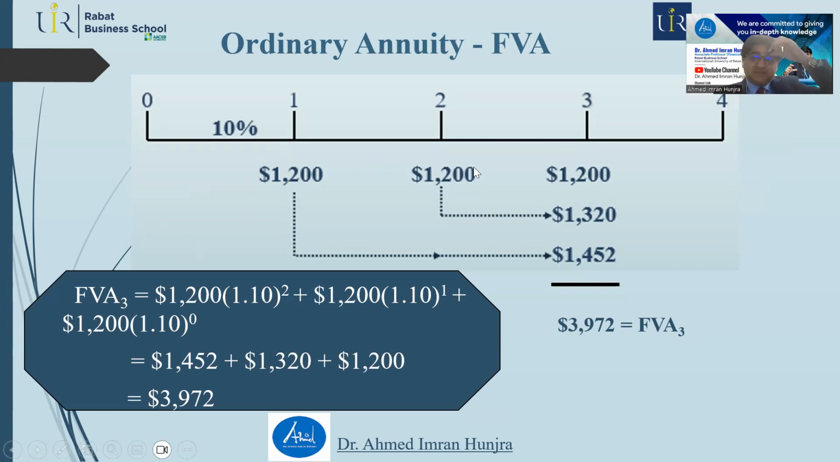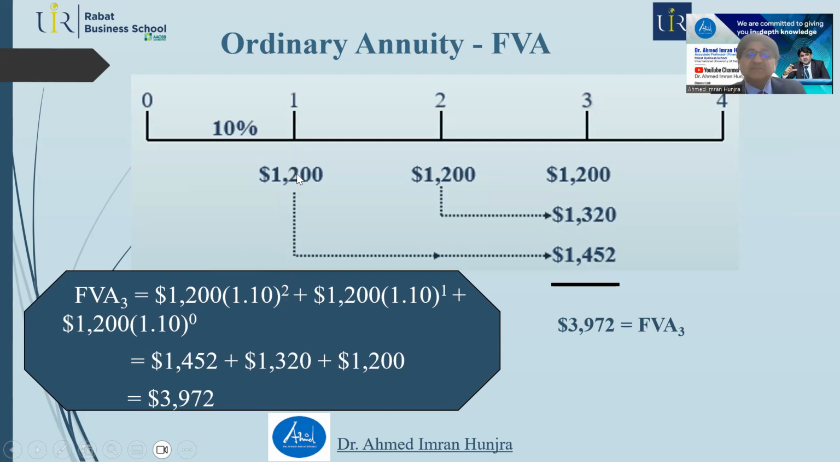Here the number of time periods is 3, and the rate of return is 10%. So the first cash flow's power will be 2, the second cash flow's power will be 1, and the third cash flow's power will be 0. So we can simplify and find the future value interest factor of the first cash flow. We know the formula. What is the formula of future value? Present value multiplied by (1 plus i) raised to the power n minus 1.